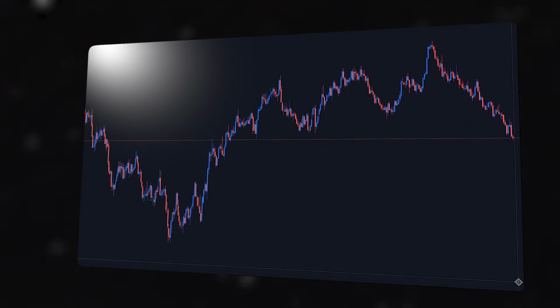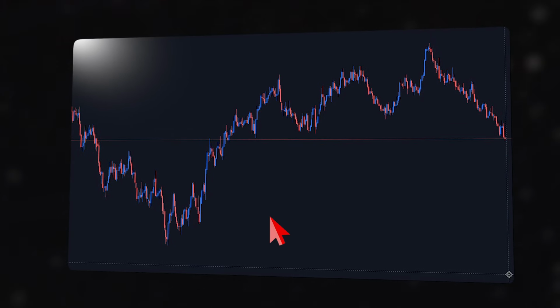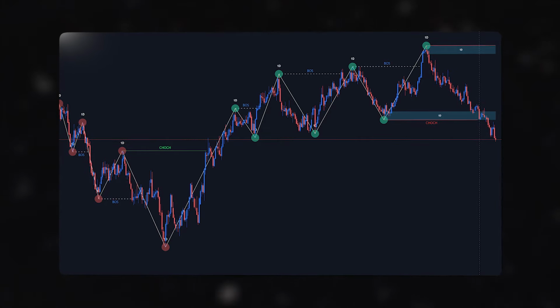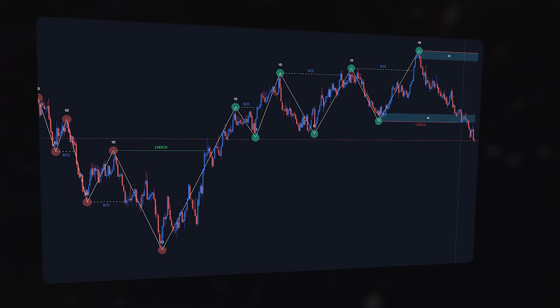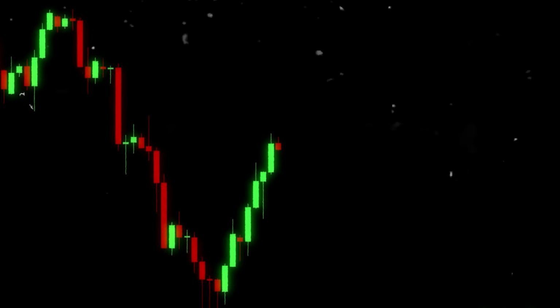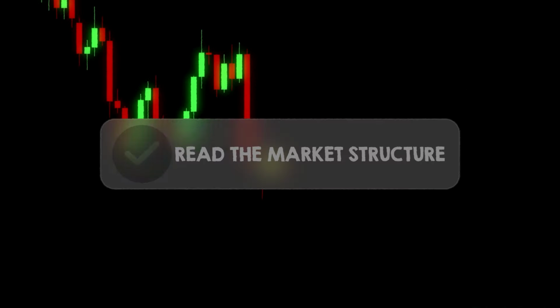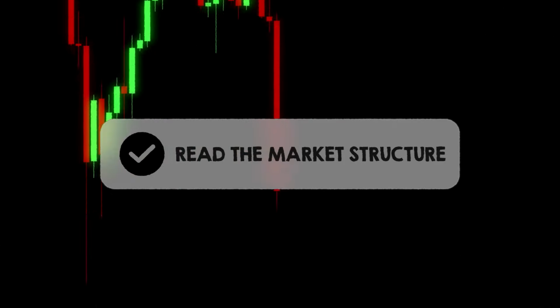This is the chart of EUR/USD with no drawings or analysis on it. And this is the same chart with drawings using market structure concepts. The chart now looks clear, reliable, and less complex. Today, we're going to learn how to read the structure of the market the right way using market structure concepts.